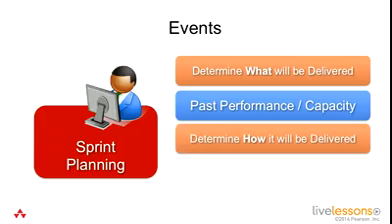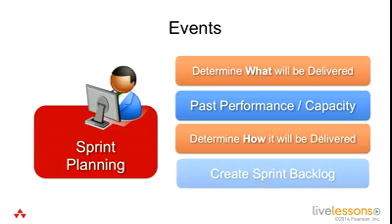You then want to determine how it's going to be delivered. And this is where you actually create the sprint backlog in this meeting. And that's where we, again, come up with all the tasks, development, design, testing, documentation, whatever it is we need to do to make that product increment to be done. And this creates that sprint backlog that we'll use to manage the entire sprint for the rest of the iteration.